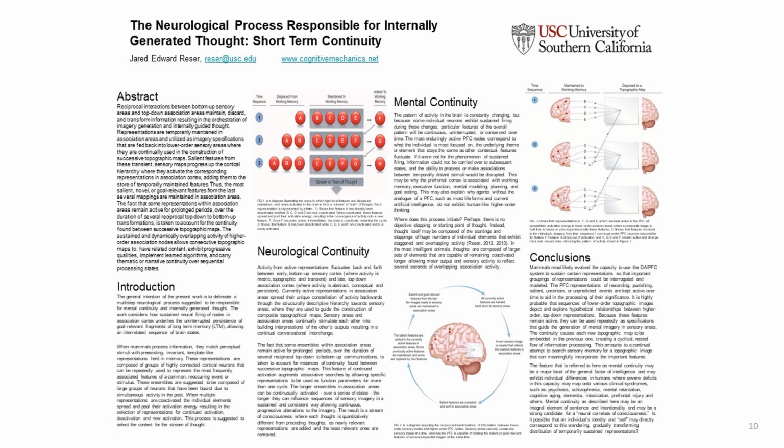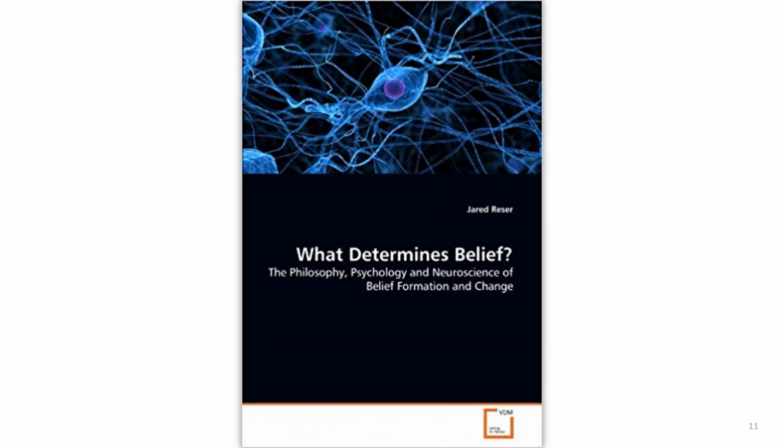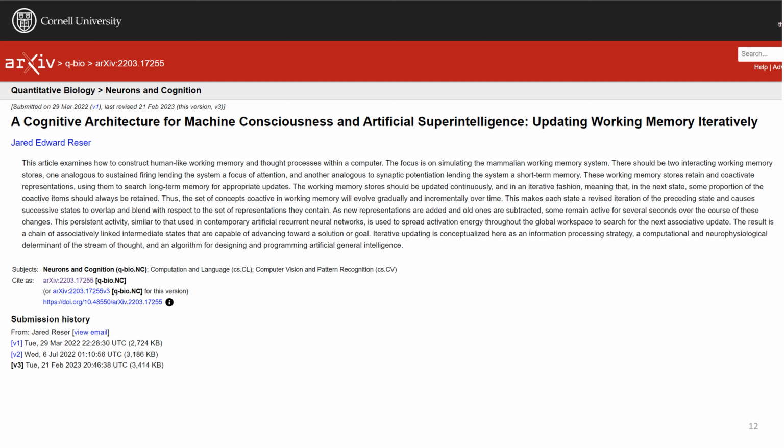I presented this model at conferences, written about it in a book, and wrote a follow-up article in 2023 about it, which can be found under this title in the Cornell Physics Archive: A Cognitive Architecture for Machine Consciousness and Artificial Superintelligence, Updating Working Memory Iteratively.